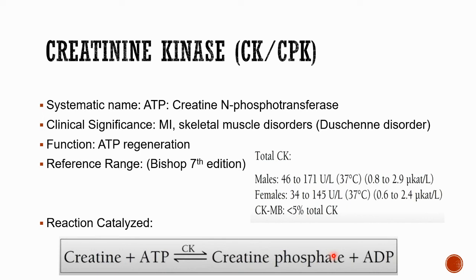Okay? For the enzymes, papasadahan lang natin ito, okay? Kasi mas specific ang discussion nito sa lecture part. For the reference range, this one is according to Bishop 7th edition. So males is 46 to 107 units per liter, females is 34 to 145 units per liter.